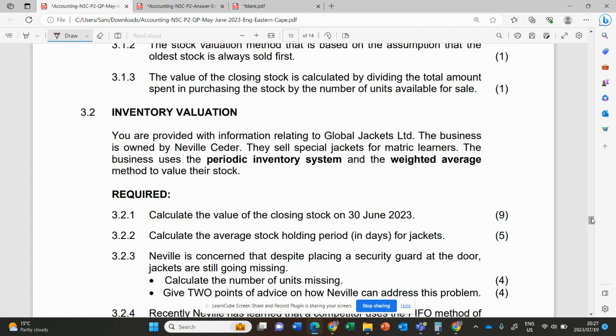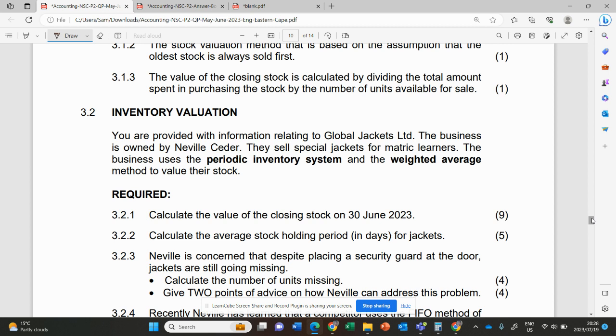Always, the first question in valuation will be calculating the value of the closing stock. Secondly, you need to check which method of valuation you are using. Now we are using the weighted average method. In the weighted average method, we're going to use one price. What is that one price? We call it the weighted average price, the average price.